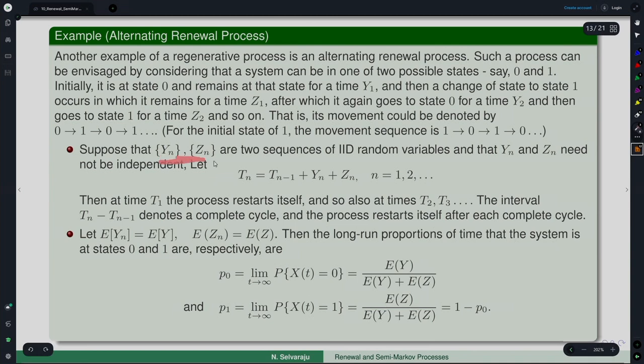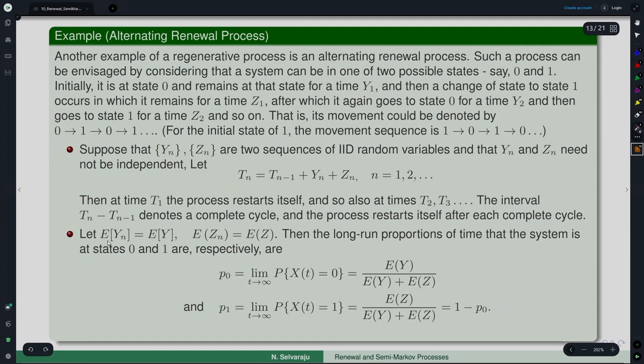Now, suppose that these two sequences, the yn's and zn's, are two sequences of IID random variables. Of course, these two need not be independent of each other, but within themselves this is an IID sequence and this is an IID sequence. Then Tn could be defined in this manner: yn plus zn is one cycle. At time T1 the process restarts itself, and also at times T2, T3 and so on. So, the interval Tn minus Tn minus 1, which is yn plus zn, is the complete cycle, and the process restarts itself after each complete cycle. So, this is the regeneration point that you have here.